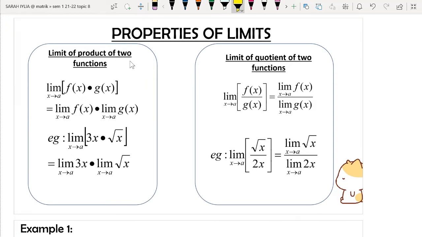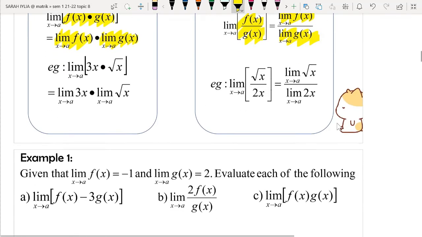Okay, moving on, number 6 is about the product of 2 different functions. Sama je macam konsep addition and subtraction just now. Kalau it's multiplication of 2 different functions, then we can separate the limit one by one for each function. And then the last one is about the quotient, sama juga. It's about division of 2 different functions, then we can separate the limit one by one. Okay, nak lebih clear, kita terus jawab example.